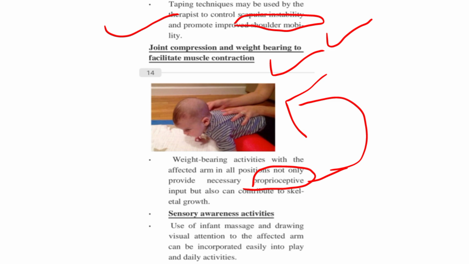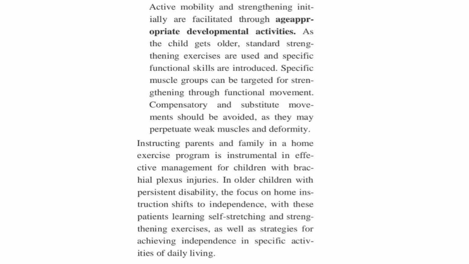So we go for weight-bearing activities of the affected arm so that skeletal growth is not compromised. Sensory awareness activities, use of infant massage and drawing visual attention to the affected arm can be incorporated easily into play and daily activities. It means using the affected arm in daily activities so that sensory awareness is stimulated. We can also go for age-appropriate developmental activities depending on the age of the child.